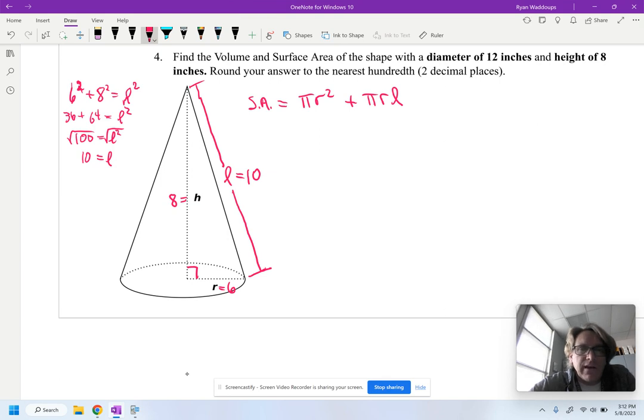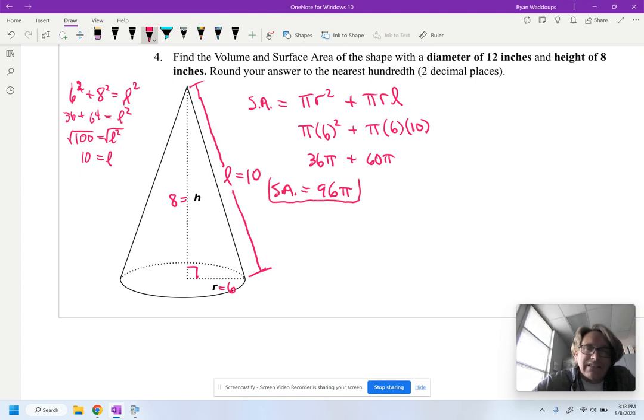The surface area is pi times r, which is 6, so that's 6 squared, plus pi times the radius, which is 6, times the slant height L, which is 10. And 6 squared is 36, so that's 36 pi, plus 6 times 10 is 60, so that's 60 pi, and 36 plus 60 pi would be 96 pi.